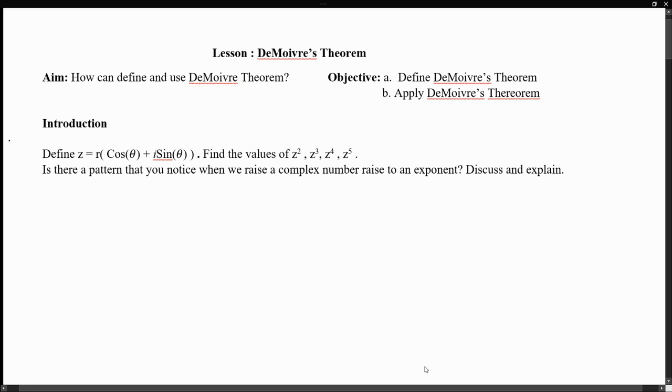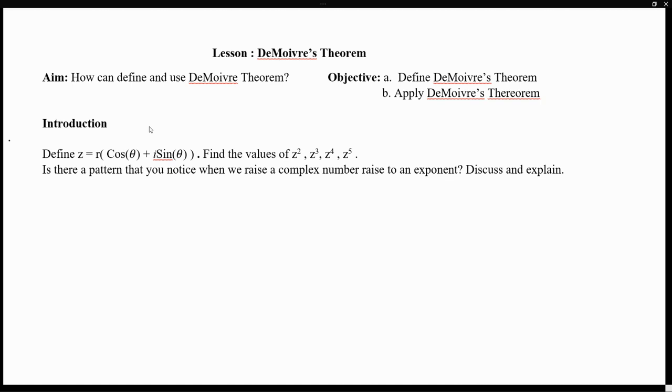In this video, we will discuss DeMoivre's theorem. So let's get started. Let's start by remembering that this is how we define complex numbers, at least in trig form: r cosine theta plus i sine theta. And our objective is to define z to the second, to the third, to the fourth, and to the fifth. This is just the standard form.